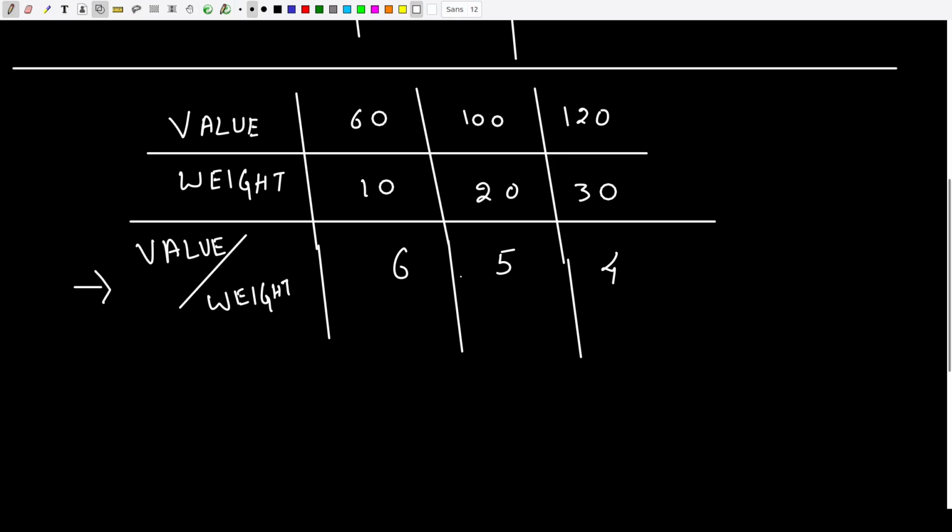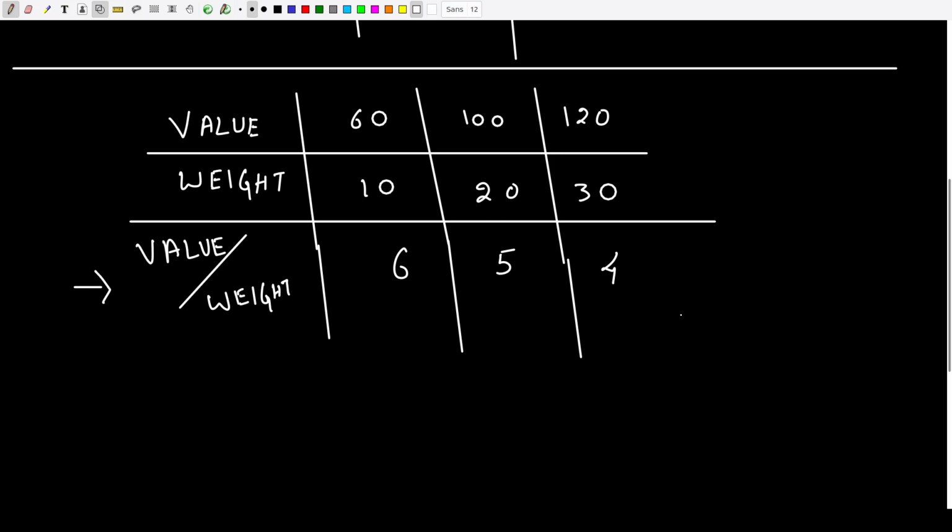6 units, 6 rupees or something we can say. Here, each unit of the second item costs me 5 rupees. Each unit of the third item costs me 4 rupees, right? Now, if I want to maximize my profit, then it is natural that I should take the item. So the first item I should take is the one whose value to weight ratio is maximum.